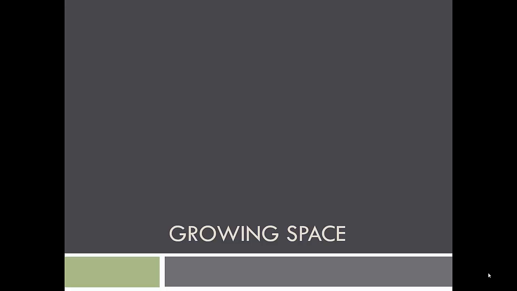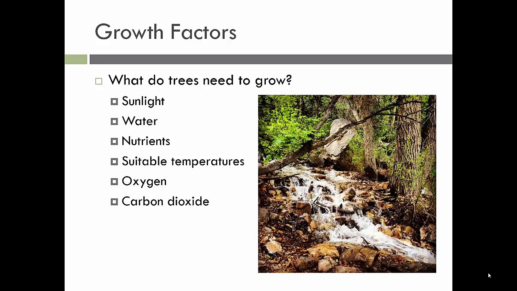So we're going to be talking about growing space. And first to review, let's talk about what trees need to grow. We'll call these the growth factors. Trees need sunlight, water, nutrients, suitable temperatures, oxygen, and carbon dioxide. These are really the foundation. These growth factors are common among all plants, all trees. They need these things.